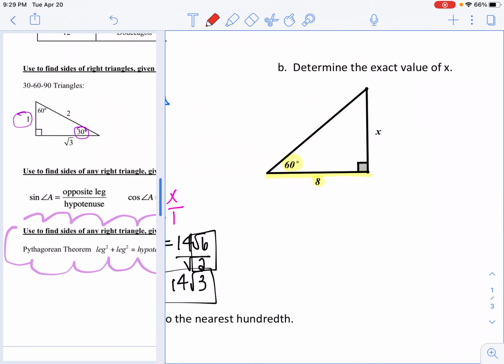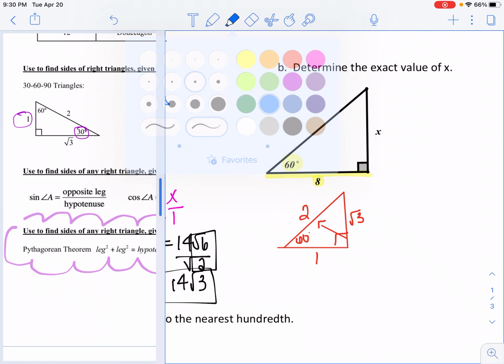Alright, hopefully you have your triangle redrawn. You want to have your 90 in the same location. So according to my foldable, the side across from the 90 is always that 2. Now the 60-degree angle is down there. So the side across from the 60 is going to be square root 3. And then the side across from the 30 will always be 1.